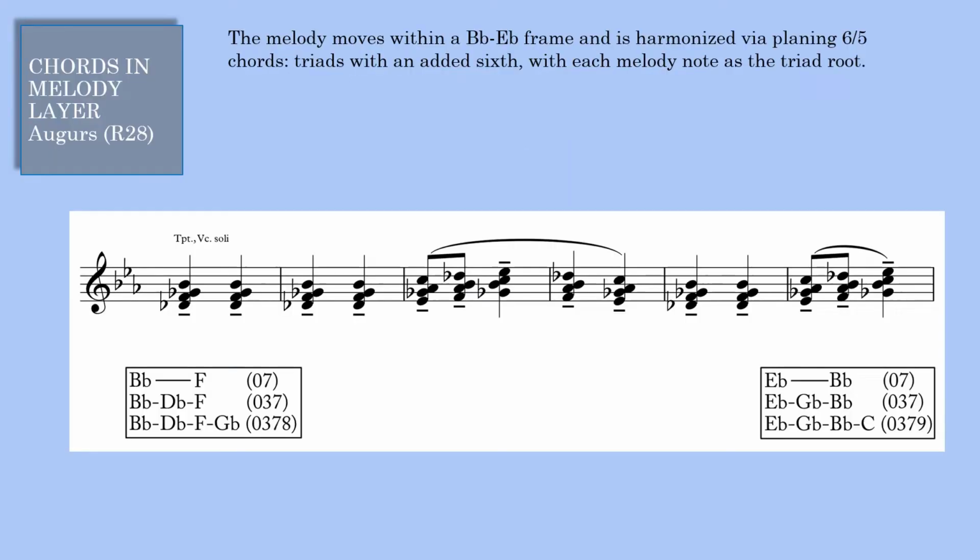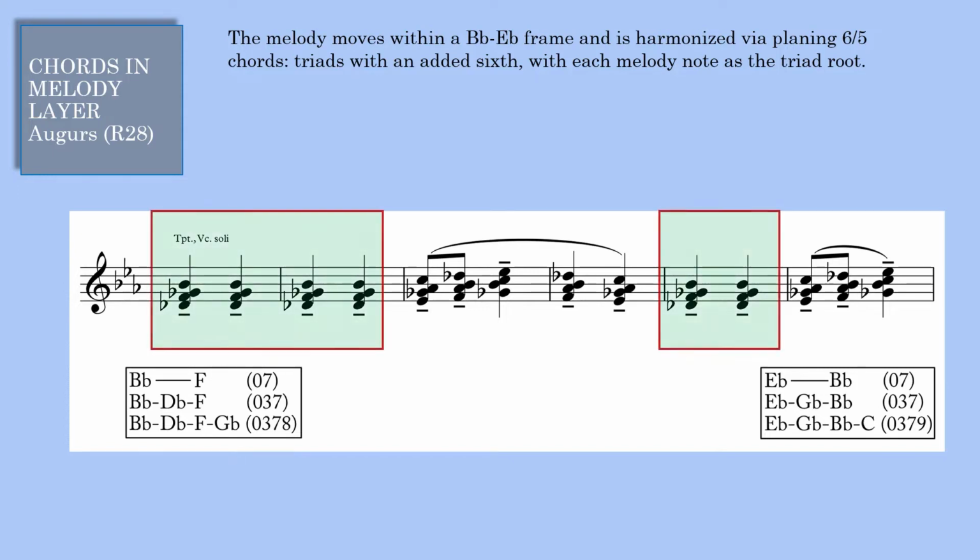This is the Spring Rounds procession melody as it is first heard within Augurs of Spring. It moves within a B-flat, E-flat frame and is harmonized via planing 6/5 chords, all drawn from the E-flat Dorian collection. I think of the chords as triads with an added sixth, with each melody note as the triad root. In that sense, the progression ascends from a chord on B-flat, harmonizing B-flat, to a chord on E-flat, harmonizing E-flat. The E-flat chord is the principal chord in the progression.